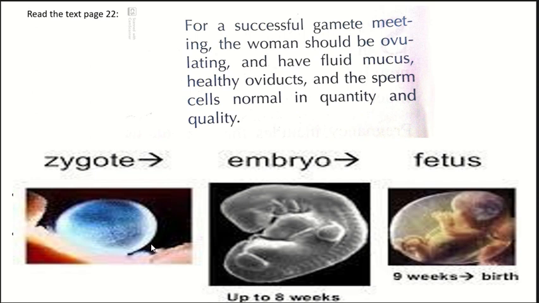Now, this document shows the development of the zygote to fetus. You can see, as we said, the zygote is the first cell after fertilization. It is a diploid cell containing 2n chromosomes. Up to 8 weeks, we will name it embryo, okay? And from 9 weeks till birth, it's a fetus, okay? So this is the baby inside the mother's womb. The first cell is named zygote. Embryo up to 8 weeks, and from 9 weeks till birth we call it fetus.